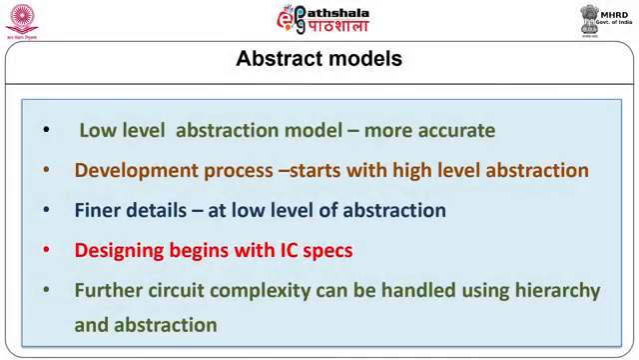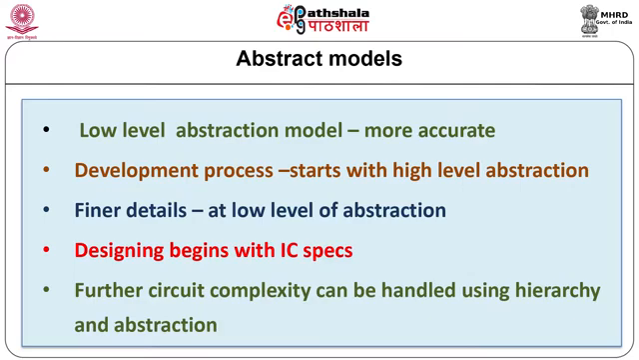Even though the low level abstraction model is more accurate and is closer to the real circuit, it is very complex to handle. Therefore, the development process starts with high level abstraction and concentrates on the most important characteristics. As the system becomes clear, finer details are handled and included at a lower level. Further, lower level abstraction is also developed. The designer can handle the circuit complexity with the help of hierarchy and abstraction. Hierarchy indicates that the structure of design has different levels of description, and abstraction hides the lower level details.